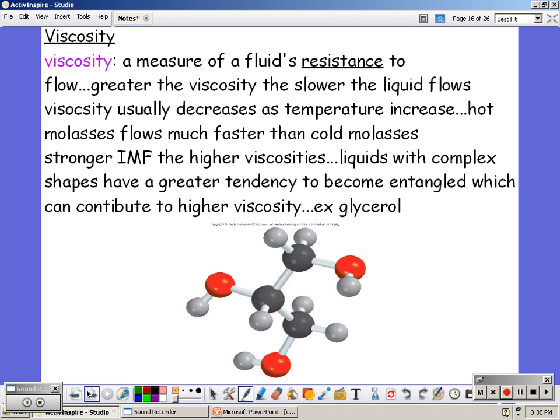Liquids with complex shapes also have a greater tendency to become entangled, which can contribute to higher viscosity. For example, glycerol. This is the geometry of glycerol, and we can see these little hooks that we have with our oxygen, and so they get entangled and have a hard time flowing.